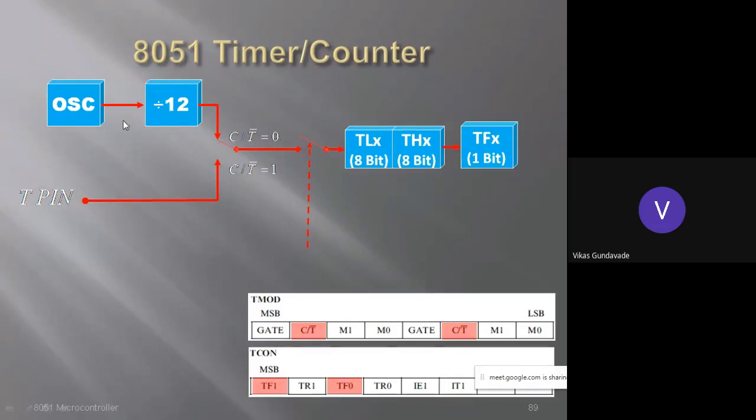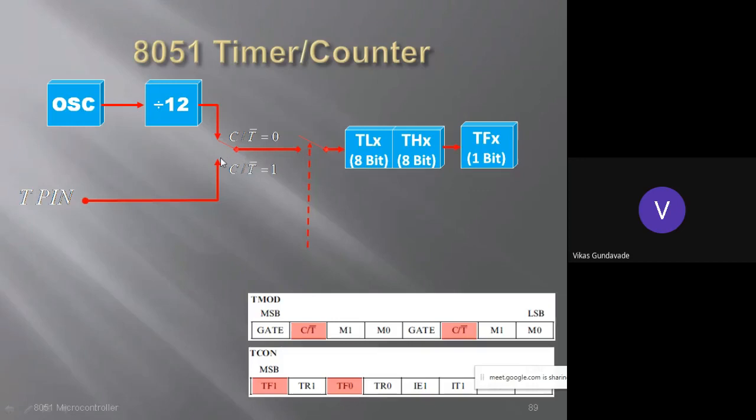Now, why is it divided by 12? Because every instruction cycle of the microcontroller requires 12 clock periods or 12 clock cycles. To calculate the count, we require a single clock pulse. That's why the internal oscillator frequency gets divided by 12, and then it is provided to the timer. When it is used as a counter, no such divide by 12 network is required. Directly, the external oscillator is used to generate the count.